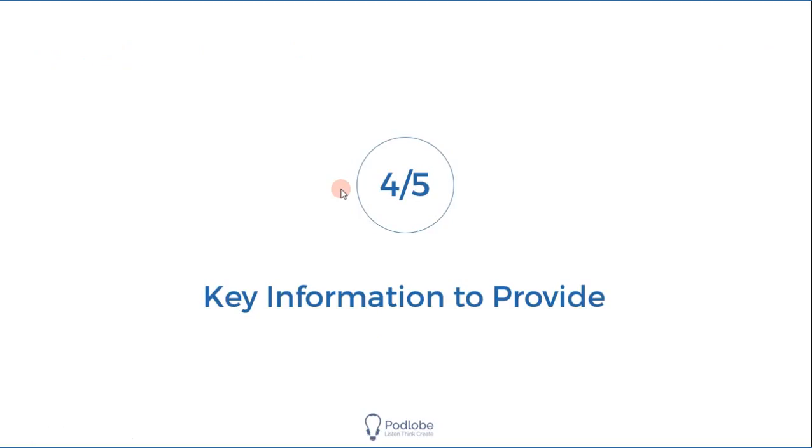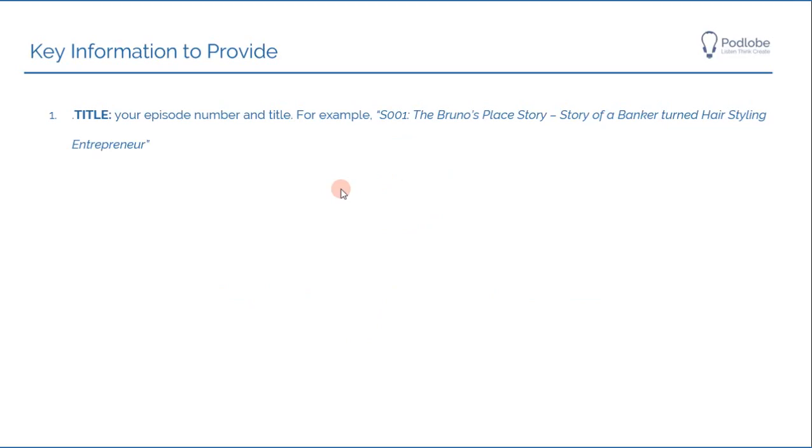So what are the key information you need to provide when you're tagging your podcast? The very first one is the title, and that is your episode number and the title of that particular episode. For example, for Switch Podcast, the very first episode of Switch Podcast, you add S001, and that is Bruno's Place Story, the story of a banker turned entrepreneur. So you add the episode number, a code, and then you have the episode title. S standing for Switch Podcast. It could be anything. It could be your own podcast. And 001 standing as the episode number.